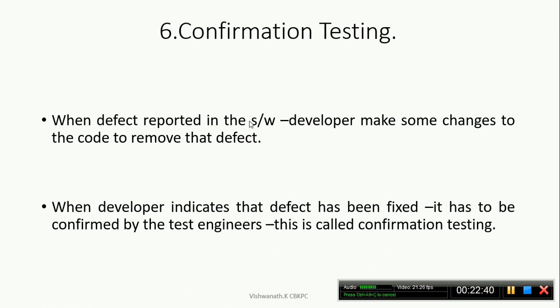When the developer indicates that the defect has been fixed, it has to be confirmed by the test engineers. Once the developer has fixed that defect, that error, it has to be confirmed by the test engineers only, because this is called confirmation testing.